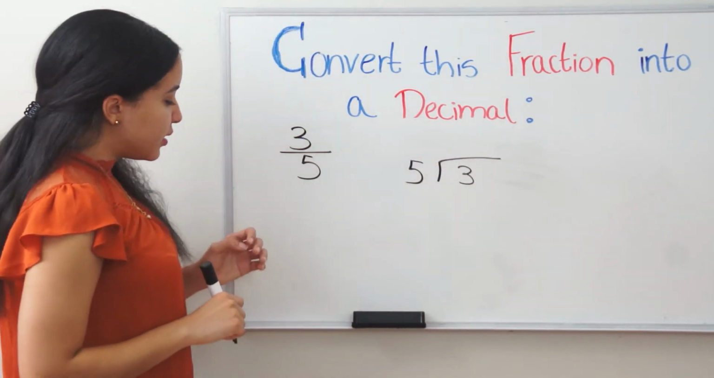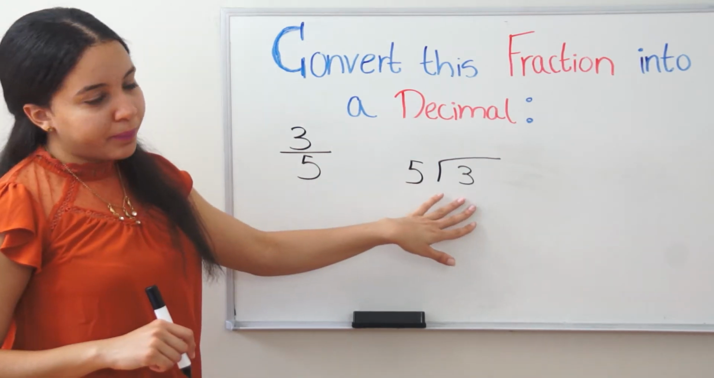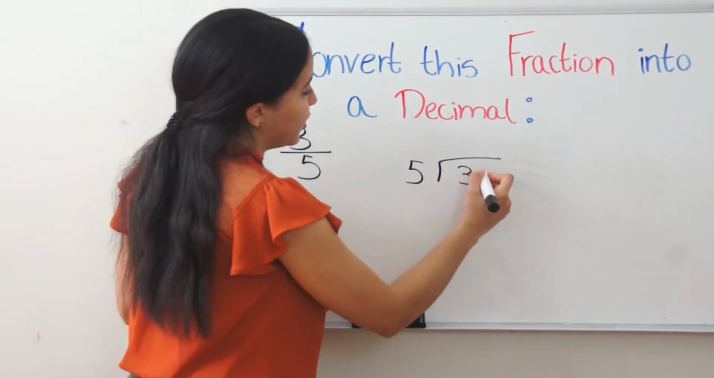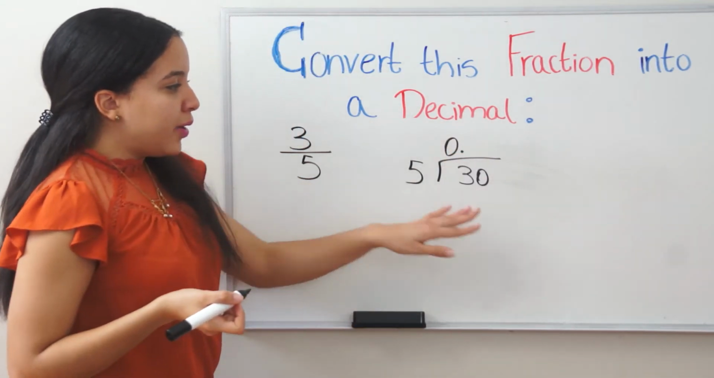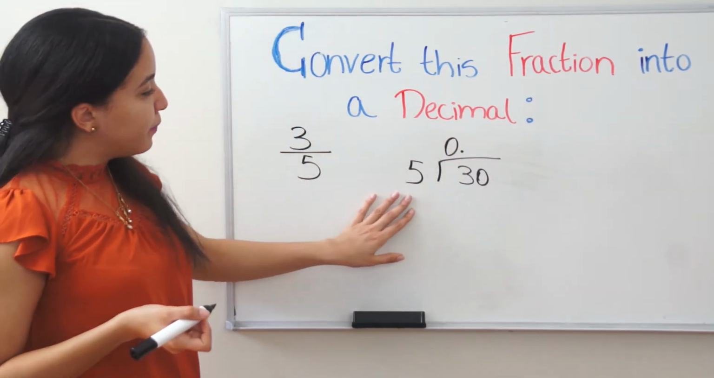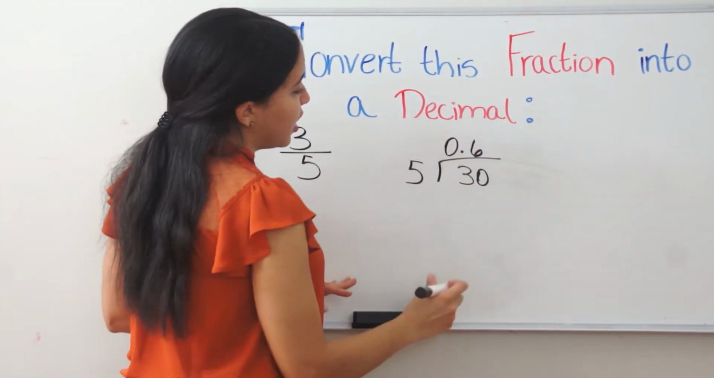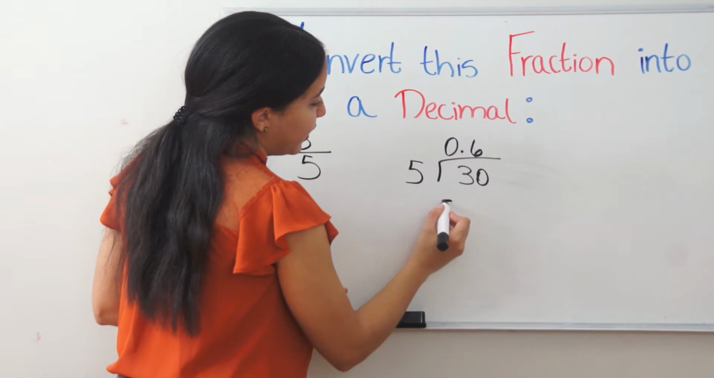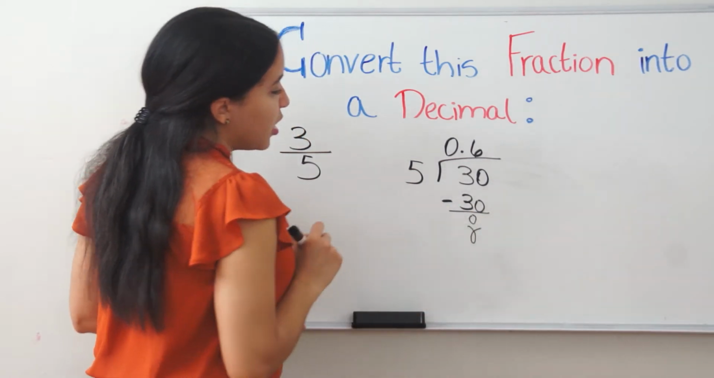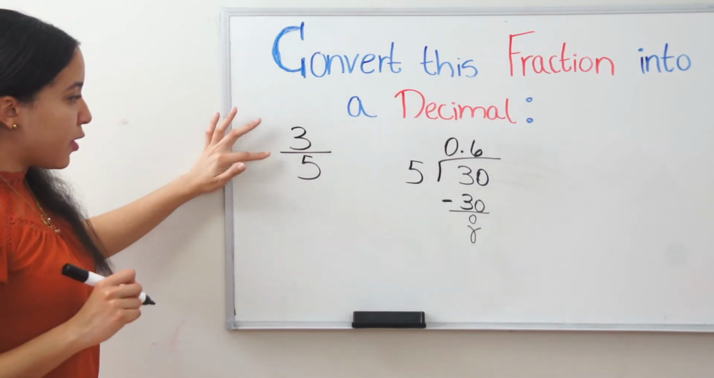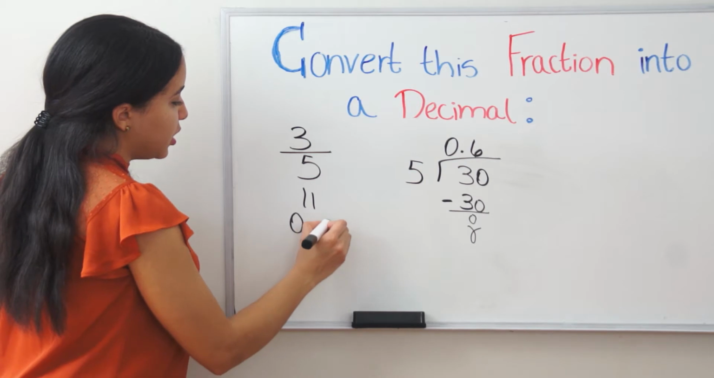In this case, if you notice, 5 is more than 3. So we have to add a 0 over here and a 0 on the top. And we have 30 divided by 5. 30 divided by 5 is equal to 6. So 30 minus 30 is equal to 0. So the answer to this fraction is 0.6, which is our decimal.